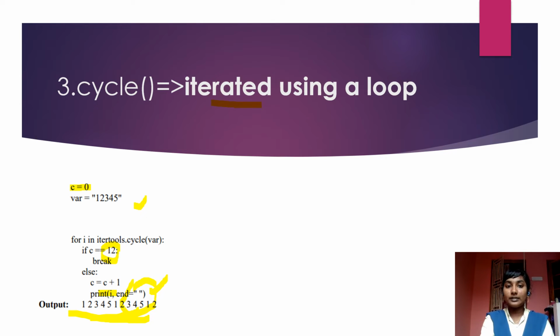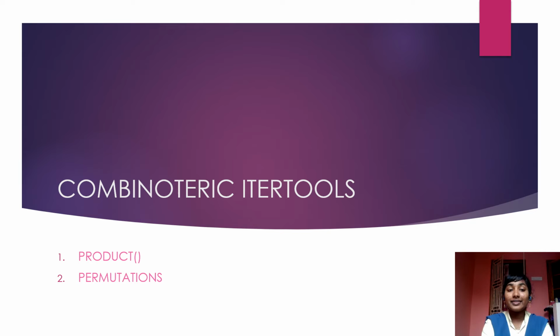So it will not get printed at that time. That comes the end of infinite itertools. Now we are going to discuss combinatoric itertools. Combinatoric itertools tells us about the combinations and permutations of a particular type of module.